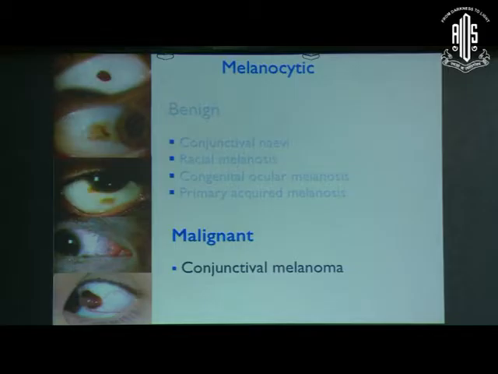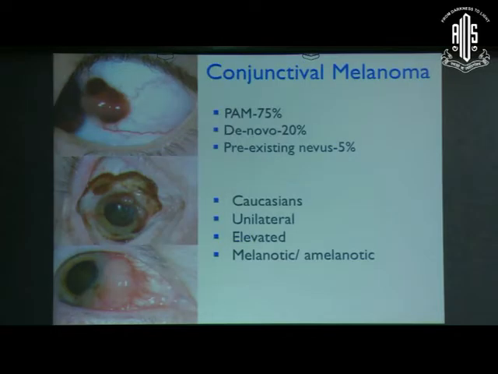Melanocytic, quickly going into it. Benign lesions has been covered by Dr. Menon, and conjunctival melanoma is the most important conjunctival pigmented malignant lesion, and it is a very lethal tumor because it has got a high mortality rate. So it is very essential to differentiate conjunctival melanoma from PAM, because again there can be a PAM which is turning into a melanoma.